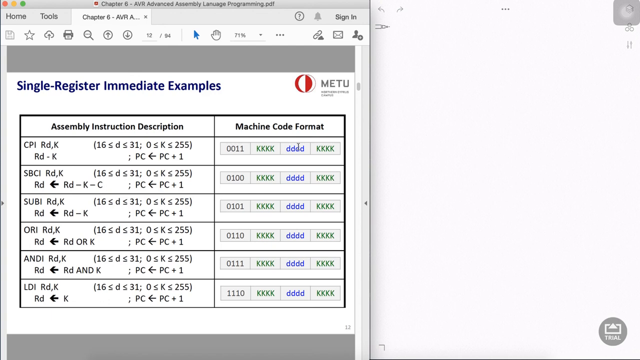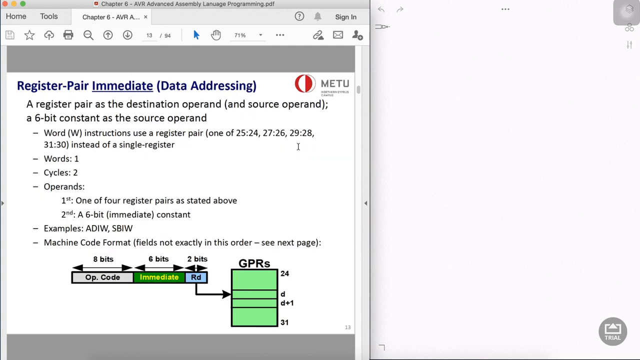Next, we are going to cover register pair immediate data addressing. Now, what is register pair immediate data addressing? We have got 2 pairs. I don't know if you do remember add immediate word, which needs to cover 2 registers, 24 and 25, or 26 and 27, or 28 and 29, or 30 and 31. So instead of having a single register, we have got a register pair because it is going to store a word into that pair. That's why we need 2 registers, because each of our GPRs is 8 bits. We need a register pair to store a 16-bit word.